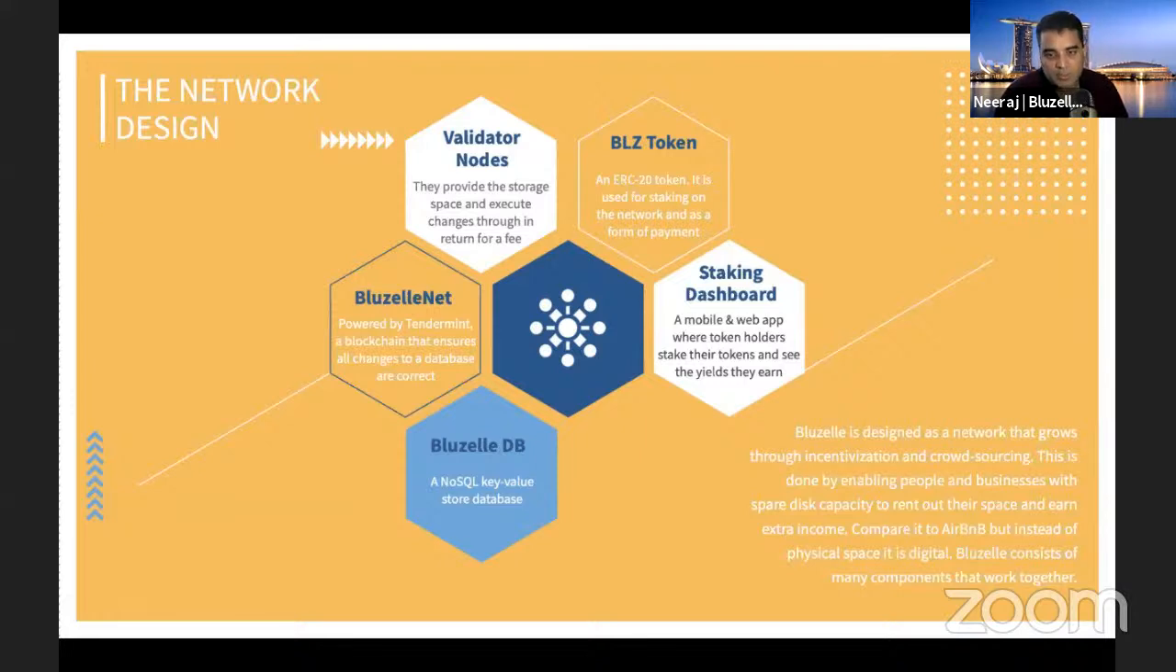High level, what is Bluzelle? We're the Airbnb for data storage. So just like how people can rent out excess real estate space for renters, we enable validators, nodes to rent out the excess disk storage they have to power our database. Next slide, please.